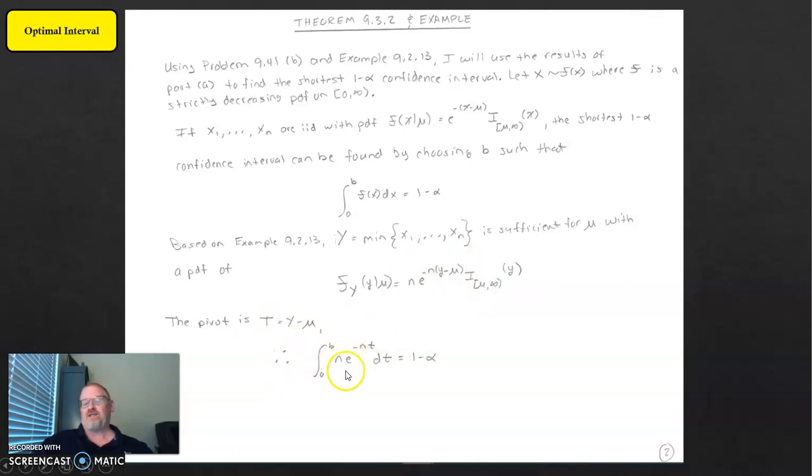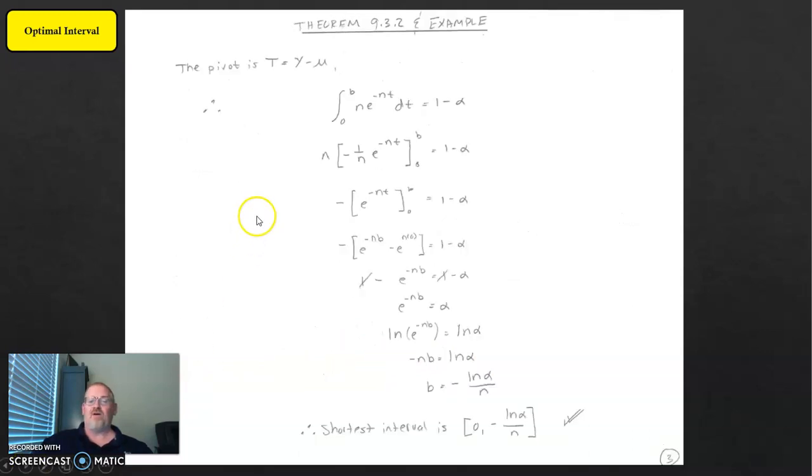Therefore what I can then say is the integral from 0 to b of n e to the minus nt dt is 1 minus alpha. And what does that leave me? Well, it's a simple integration. The pivot is t equals Y minus mu. So I set this integral up, 0 to b of n e to the minus nt dt equals 1 minus alpha. I pull out the n, I integrate, and I get minus 1 over n e to the minus nt. The n's cancel. Go through here and evaluate the limits of integration.